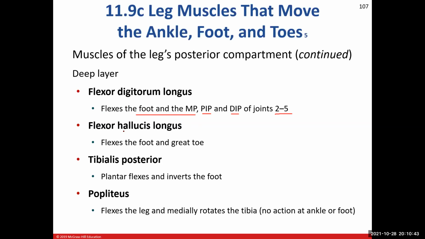Flexor hallucis longus, again, there's that hallucis. We know we're talking about the great toe. So this muscle is going to flex your big toe, and it'll also flex the foot there. Tibialis posterior is going to invert the foot because it's more medial, and it is going to help with plantar flexion. And then popliteus is close to the knee joint. So it is going to offer some flexion of the leg. But when you're standing there, this muscle will help to lock your knee into place, and we call that medially rotating the tibia.